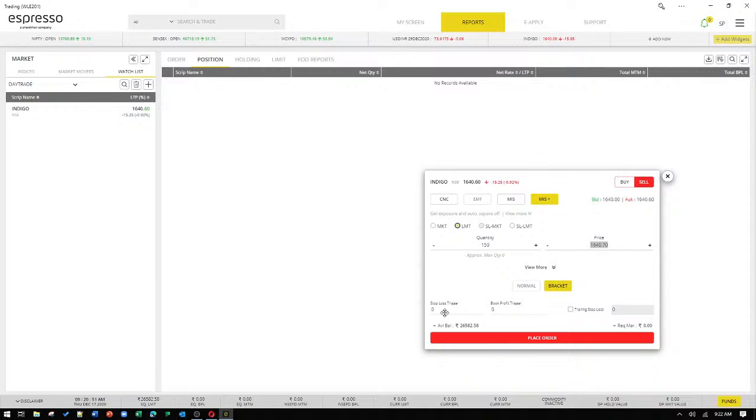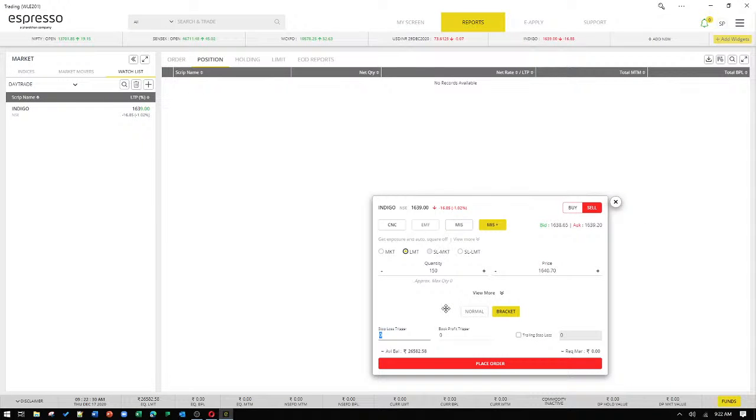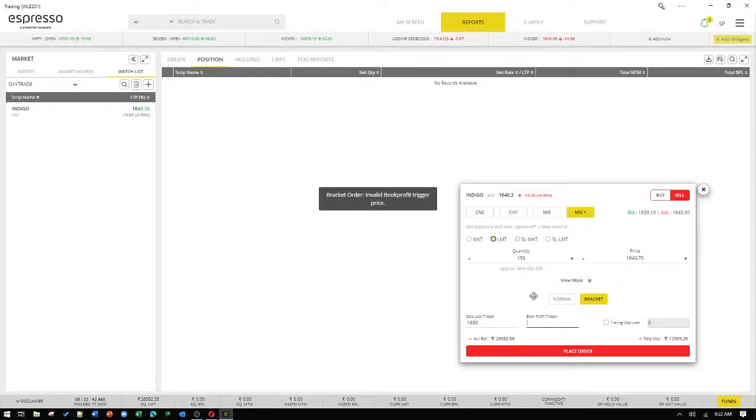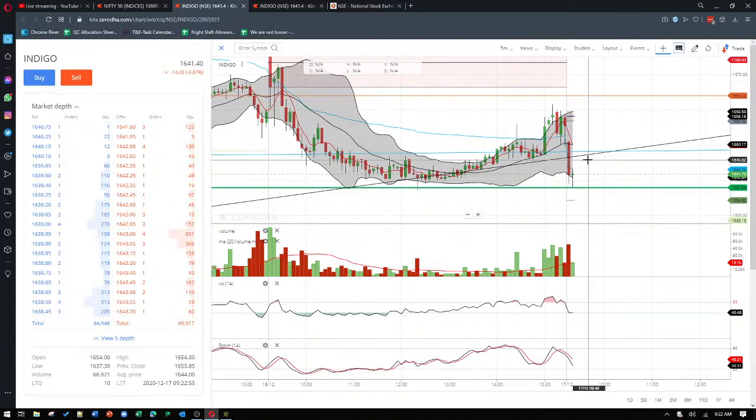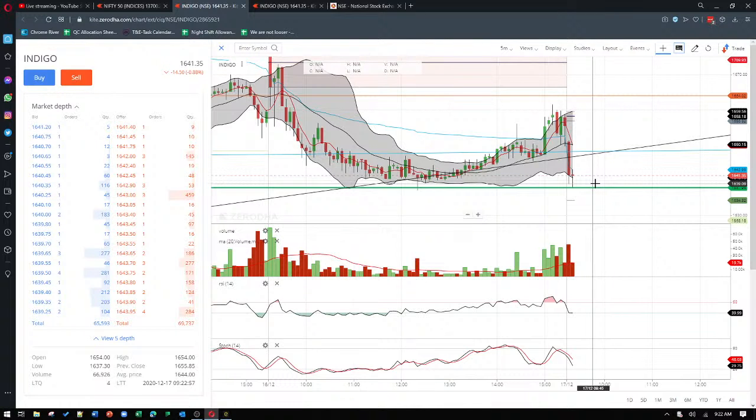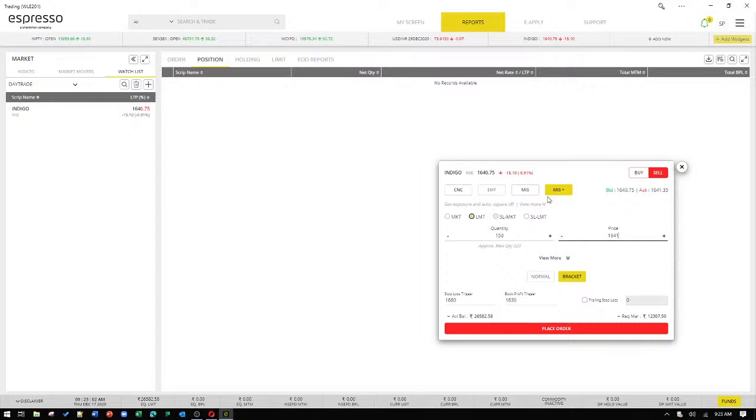So let me take the position here. Stop loss I will take 1680, and let me enter at 1640. Sorry, not book profit. Book profit I will put at 1630, and adjust this to 1641 again. Should I wait and see? It did not break. Let me keep it at 1639.